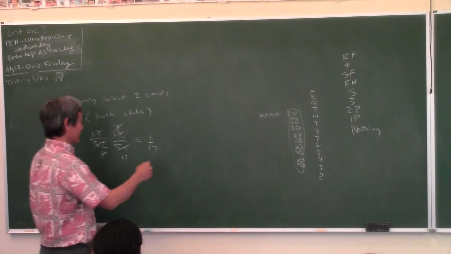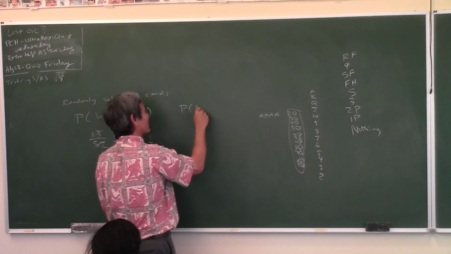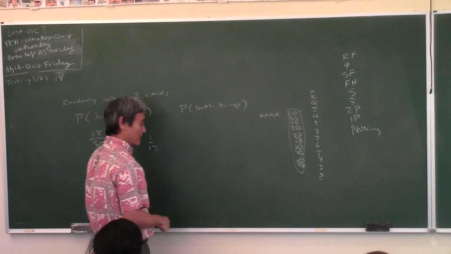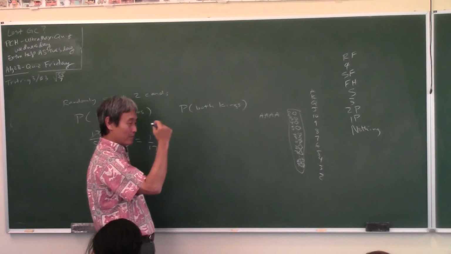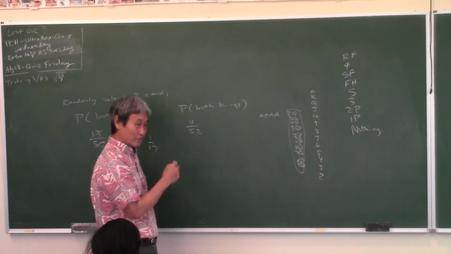Okay, last one. I'm going to randomly select 2 cards. What's the probability that they're both kings? Okay, I'm going to reach into the deck. What's the probability of pulling out a king? 4 out of 52, correct? Because there's 4 kings in the deck.